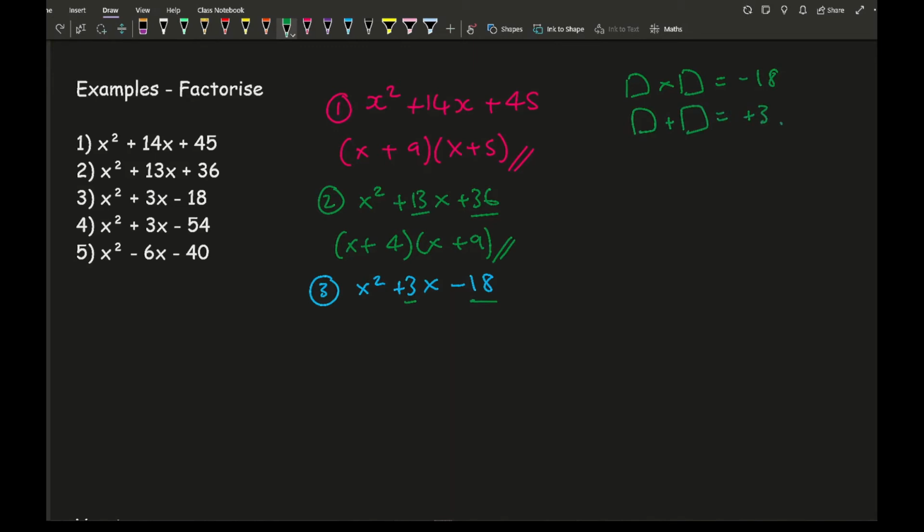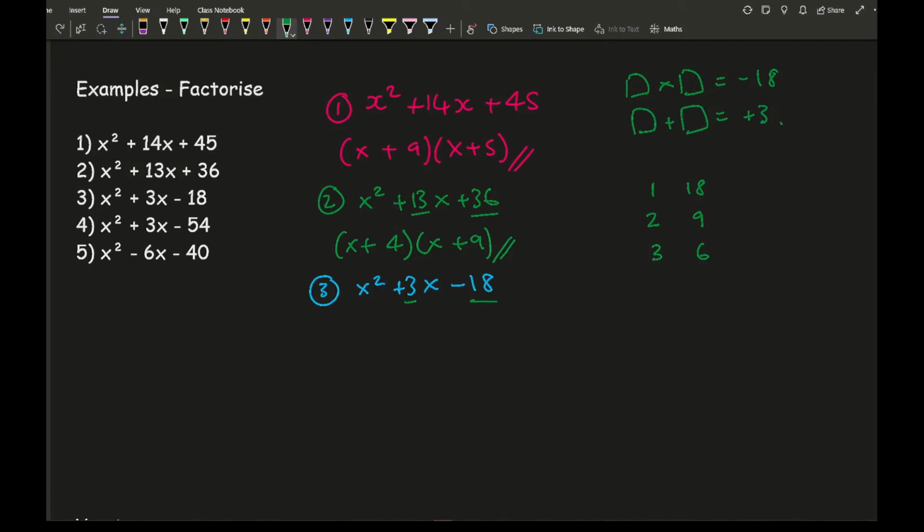Positive 3. So looking at the numbers that are multiplying, what numbers multiply to give you 18? Now don't worry about the negative just yet. Well, I've got 1 and 18, 2 and 9, 3 and 6, and that's pretty much it. So looking at these numbers, how can I use them to make my positive 3?